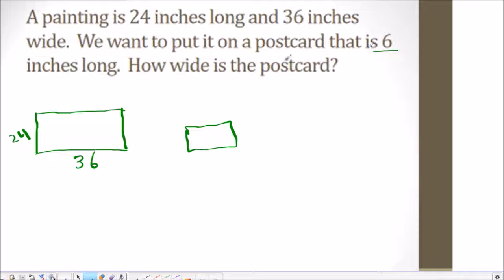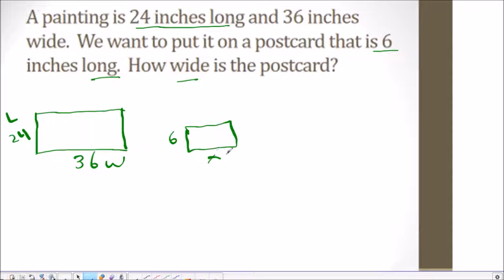They told us right here that 6 is the length. So up here we said 24 was the length, so I have to put them in the same spot. 6 is the length. What is the width? Okay, so remember we had length here and width there, and that means width is down here, so that's going to be my x. That's what I'm trying to find.